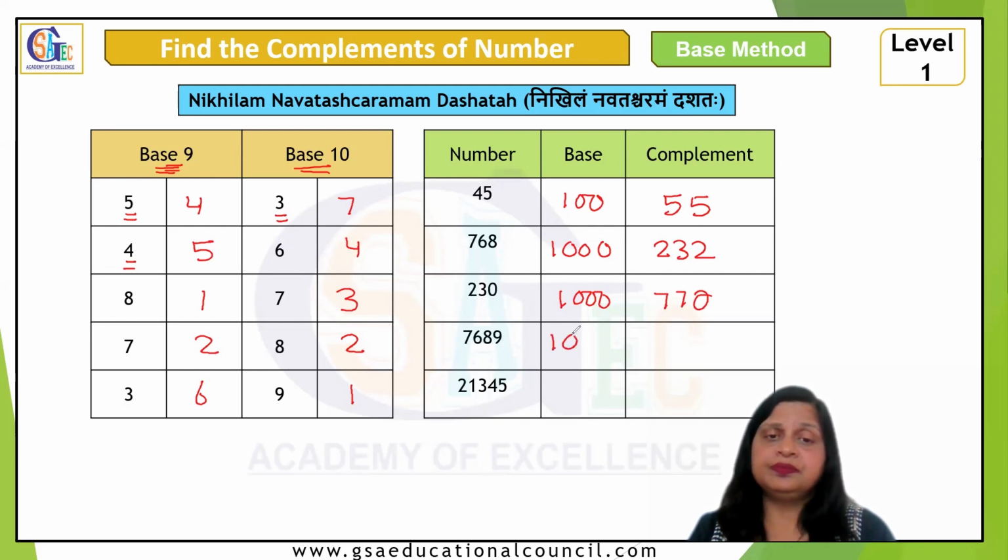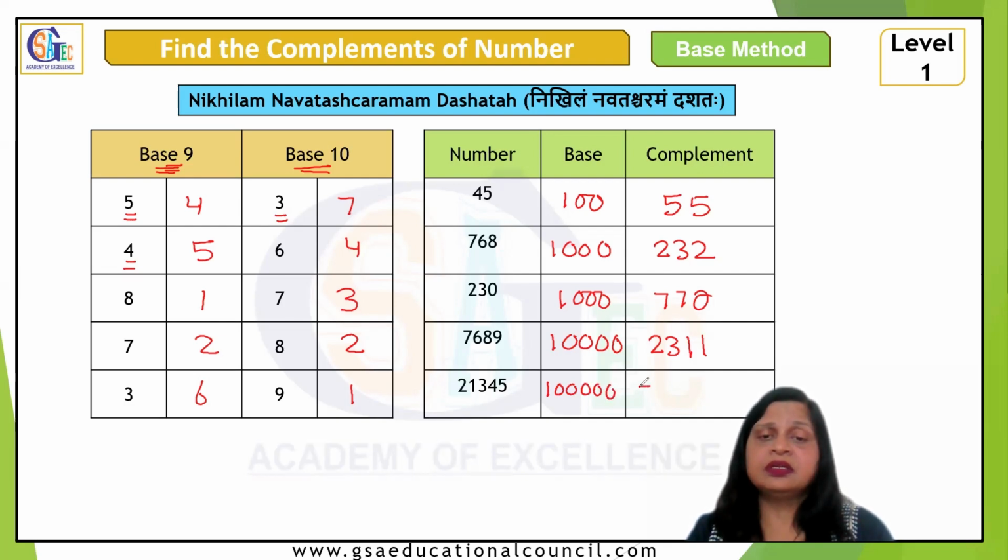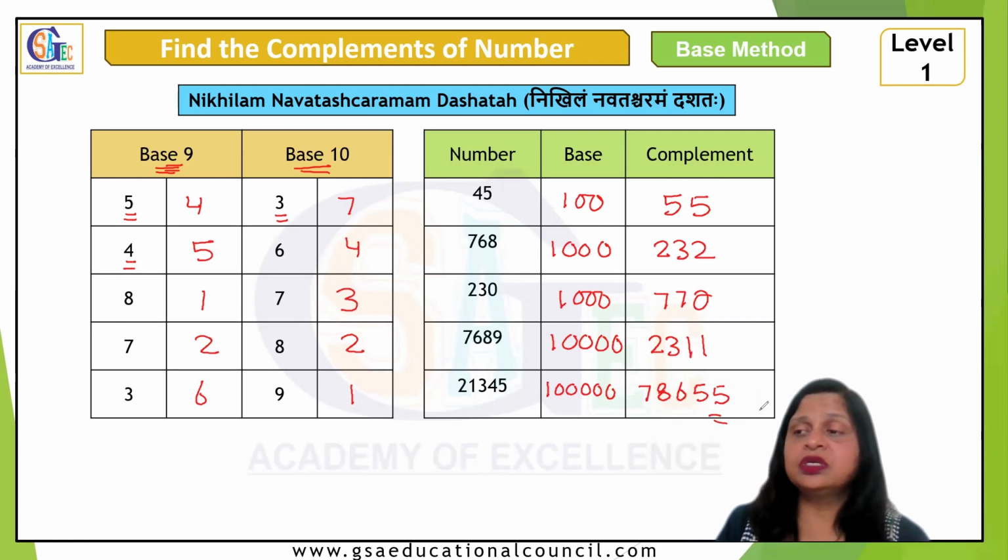Okay, now look at this one. 7689, the base is 10,000. The complement of this number is 2311. Now look at the last question. The base is 1 lakh, and the complement of this number is 78,4655. Now let's do the next topic.